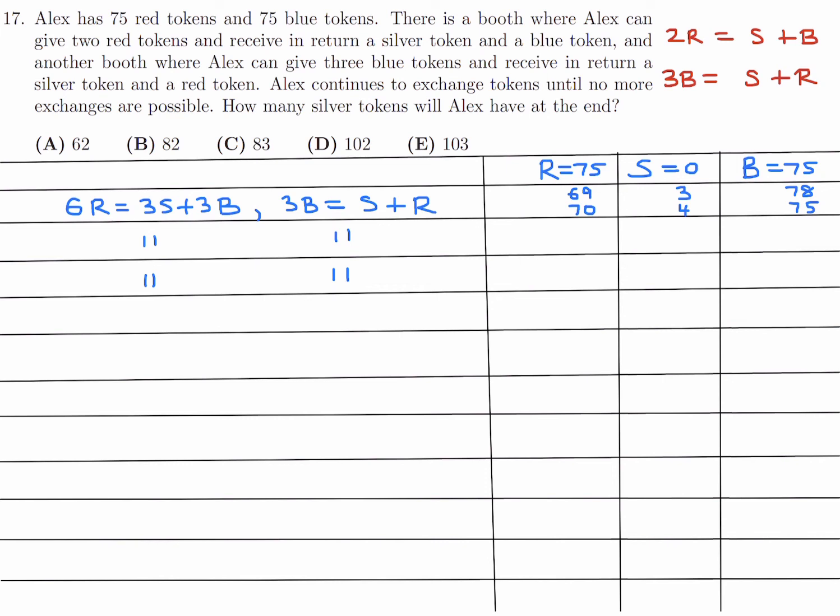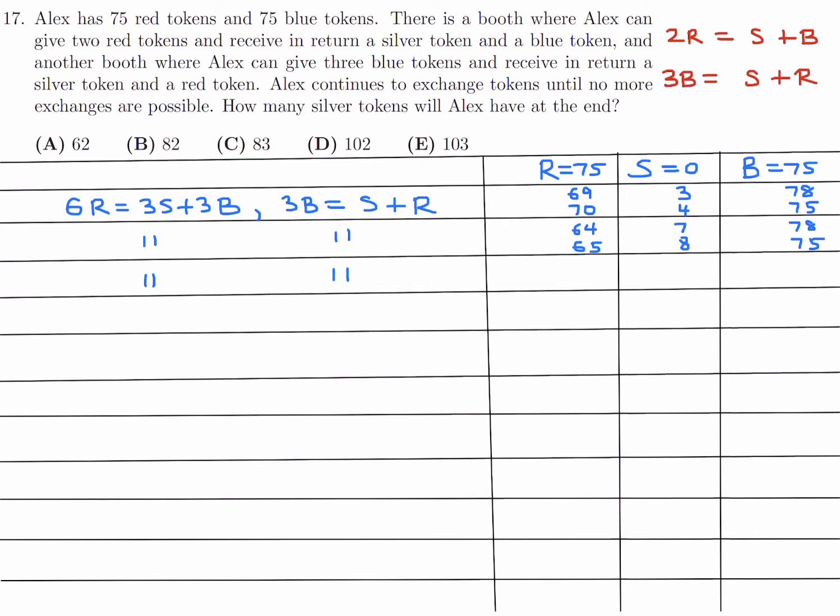What would happen is I would get now, I've used 6R, so this would go down to 64, but I get 3S, so this goes up to 7, and I get 3B, this goes up to 78. But then once I do this, I use 3B, this goes back down to 75, I get an S, this goes up to 8, and I get an R, this goes up to 65.